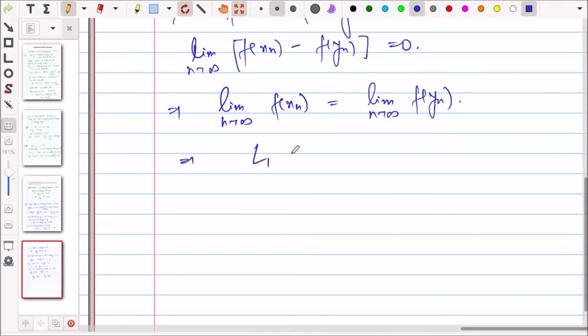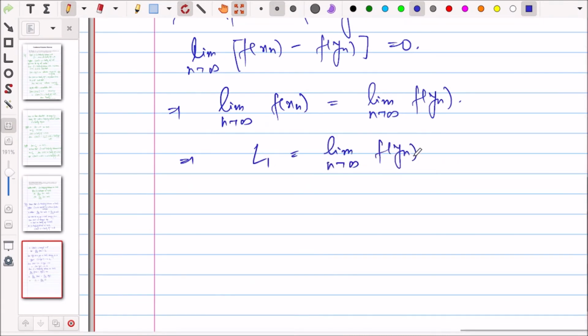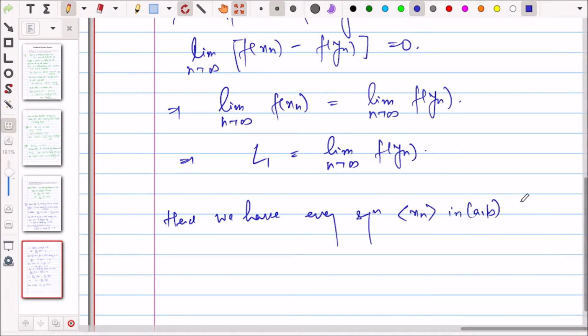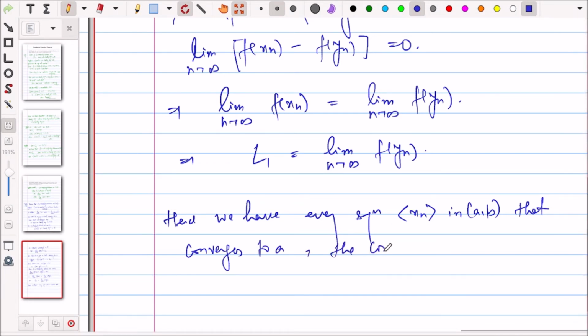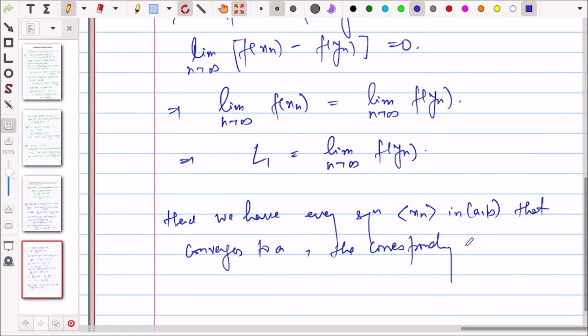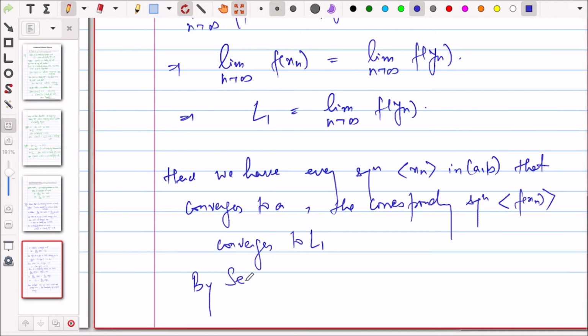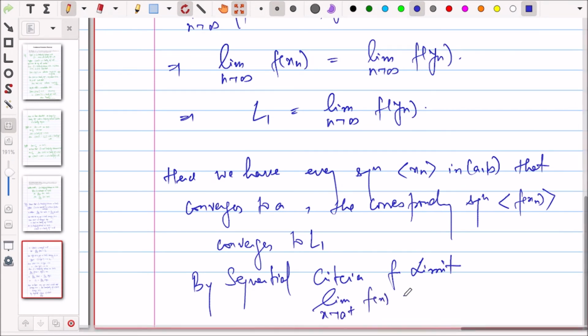So this implies L1 is equal to limit n tends to infinity f of yn. So hence we have shown that every sequence xn in (a,b) that converges to a, the corresponding sequence f of xn converges to L1. So by sequential criteria for limit, limit x tends to a positive, f(x) is equal to L1. So it exists and equal to L1.